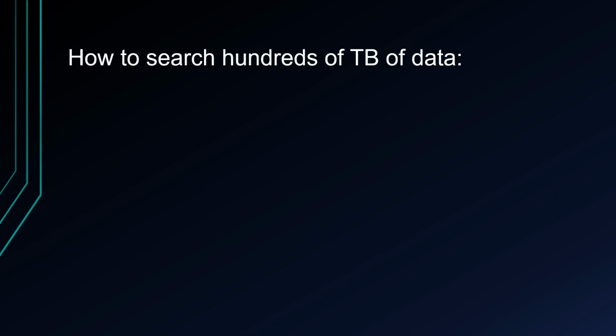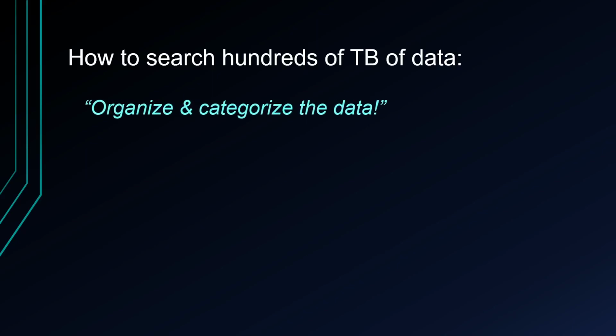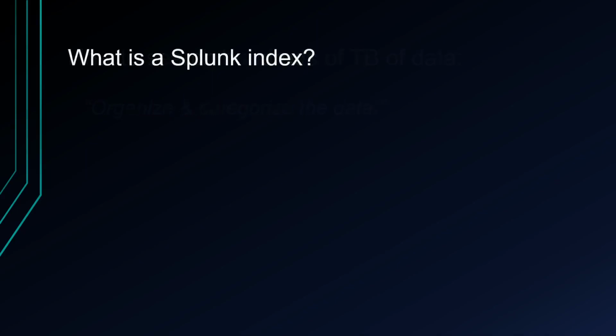Okay, how do you search hundreds to possibly thousands of terabytes of data? Well, you have to organize and categorize the data. It has to be organized in a logical manner so that you know how to search it. For instance, if you're looking for a specific IP address within your event logs that are housed within Splunk, you need a strategy to be able to look for those event logs involving that IP address. Splunk helps us with this by organizing all event logs stored within Splunk in something called indexes.